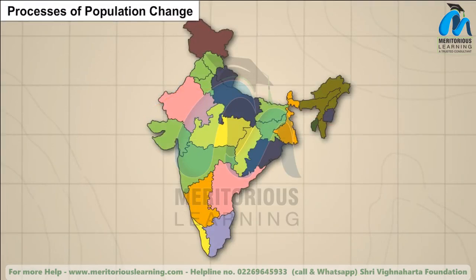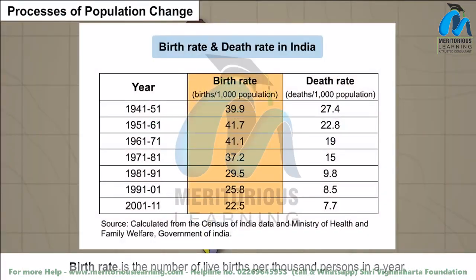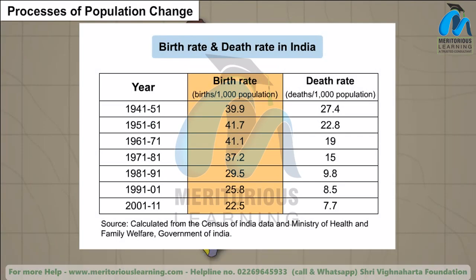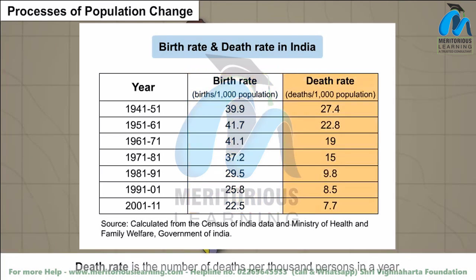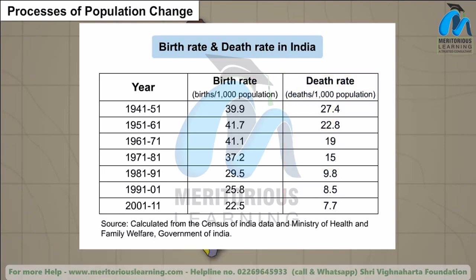Processes of population change. Birth rate is the number of live births per thousand persons in a year. Birth rate has always been higher in India. Death rate is the number of deaths per thousand persons in a year. A higher birth rate accompanied by a low death rate contributes to a growth in population. 1981 onwards, birth rate declined due to sustained efforts towards family planning.